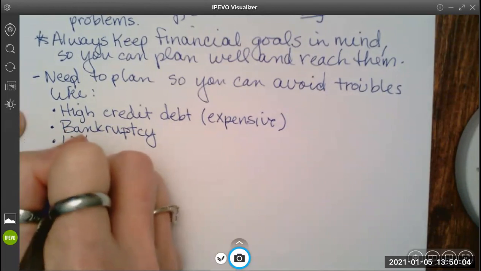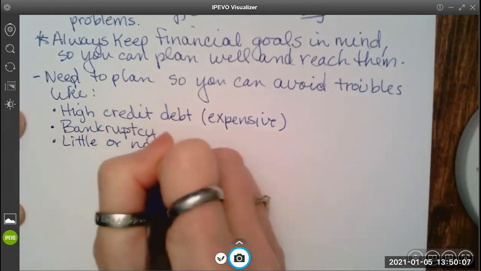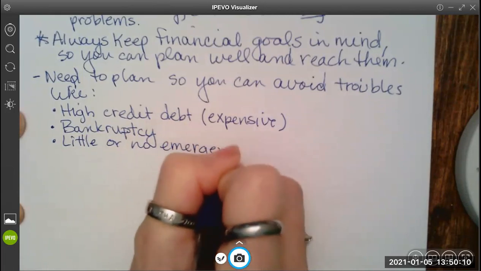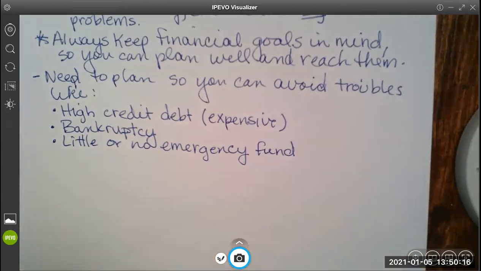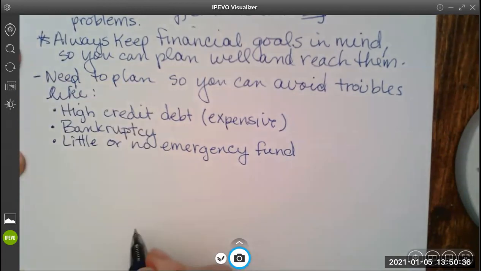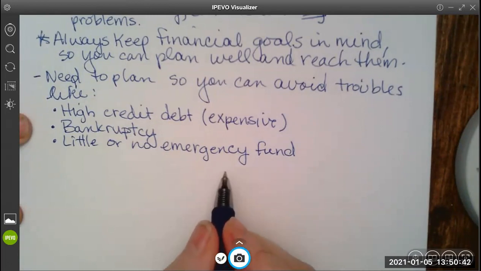Little or no emergency funds. Because you know what? It's not whether there's going to be an emergency, it's when there's going to be an emergency. It's not whether there'll be an emergency in your life. Those always happen. They always will. It's just when it's going to happen and whether you're going to have the finances to weather the storm, or is it going to break you? Okay. And you don't want it to break you. So you plan ahead and you set aside money and you create an emergency fund. So if something happens, you're prepared and you're safe.